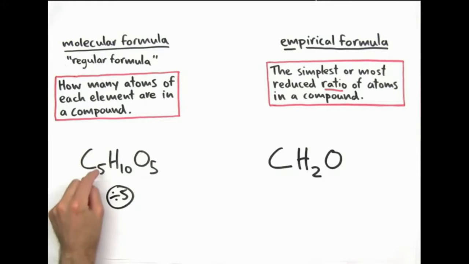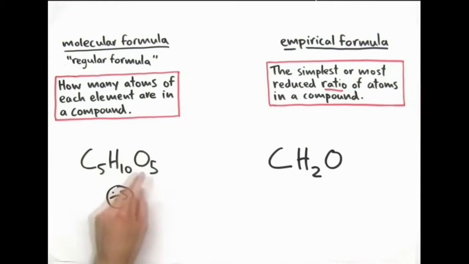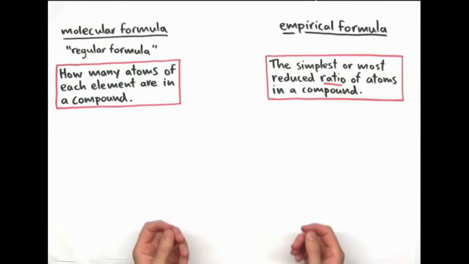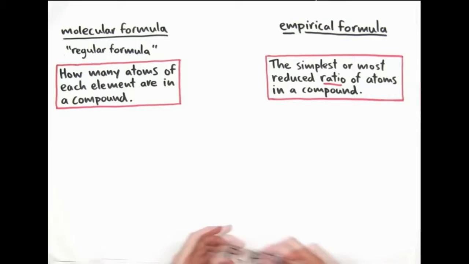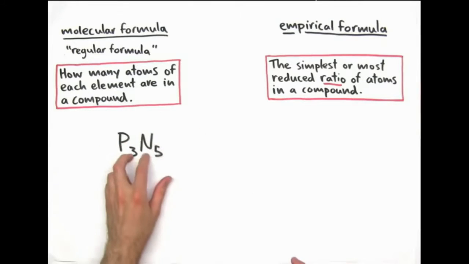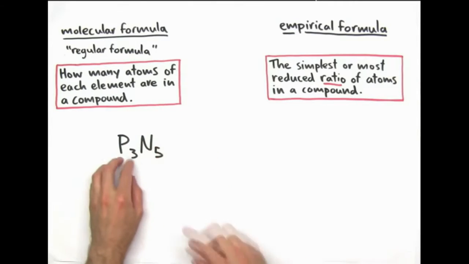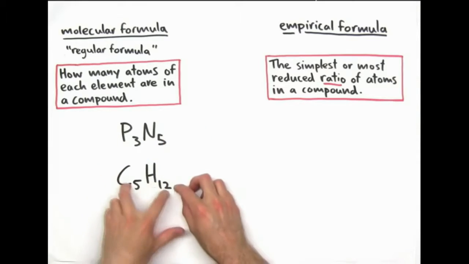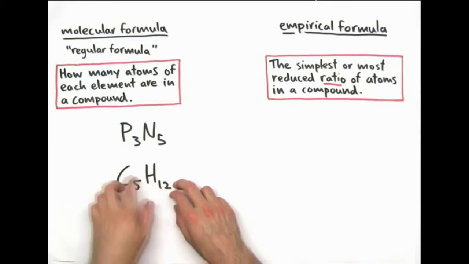We just want to ask, what's the largest number that we can divide each of these subscripts by in the molecular formula to get the empirical formula? Now with some molecular formulas, you just can't simplify them anymore. For example, P3N5. Okay? There's no number that we can divide both of these by to simplify it further. The same is true for C5H12. There's nothing we can divide both 5 and 12 by.